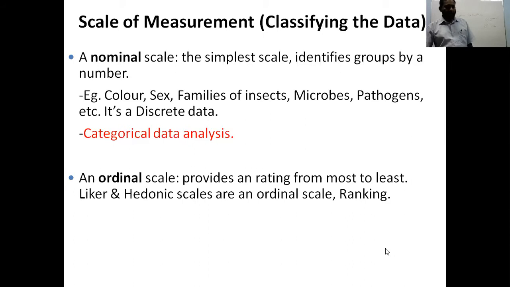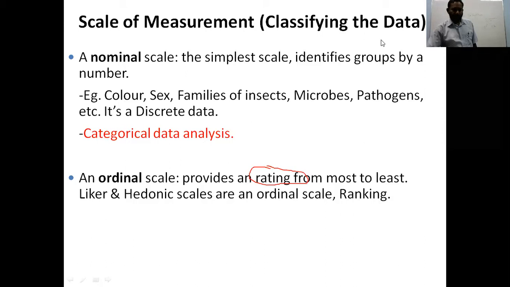The second type of data is called ordinal scale data. This ordinal scale data provides a rating from most to least. That is one more piece of additional information. It is similar to the earlier type of data, but in addition, we can rank them, we can rate them. Rating means ranking basically. So we can rank which is more important than the others. That kind of data is called ordinal data.